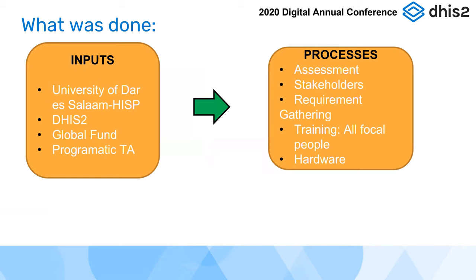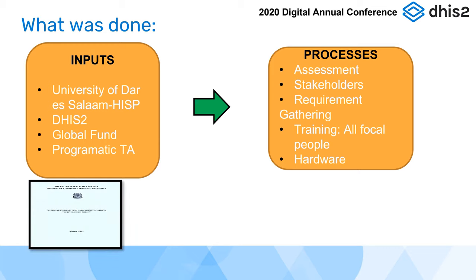So this is what happened. Because we had a history of using DHIS2 with our ministry, we contracted the University of Dar es Salaam, which is part of HISP Tanzania, and we decided on DHIS2 for all the good reasons. We were able to get funding from the Global Fund and also programmatic technical assistance from USAID. So we went through all the processes. We did the assessment, then called the stakeholders and did the requirement gathering and the procurement of the hardware. But in place, there were some guidelines which really backed us up, such as the ICT policy.